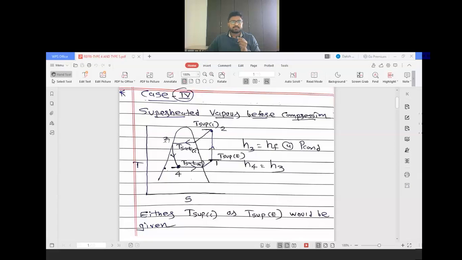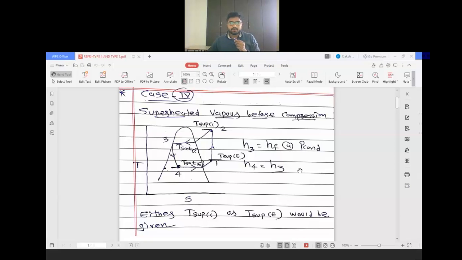For H3, H3 is equal to Hf at which pressure? At the condenser pressure, P condenser. Simple. And H4 is equal to H3. So out of 4 enthalpies we got 2. Now 2 enthalpies are remaining.